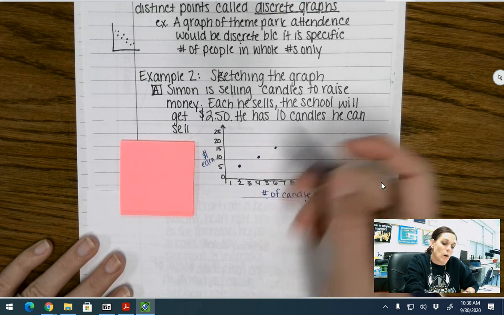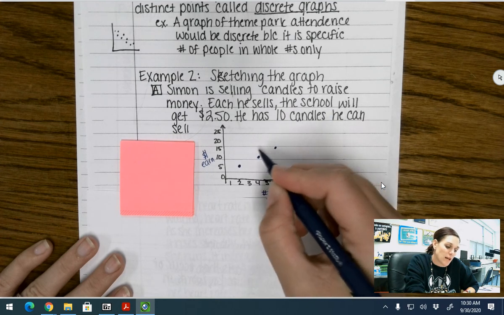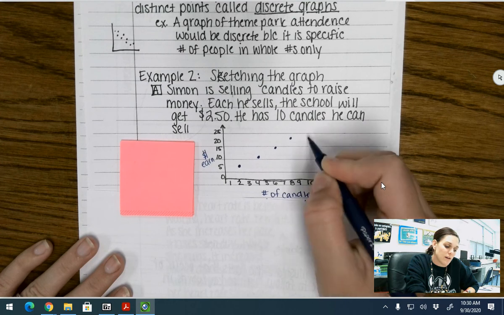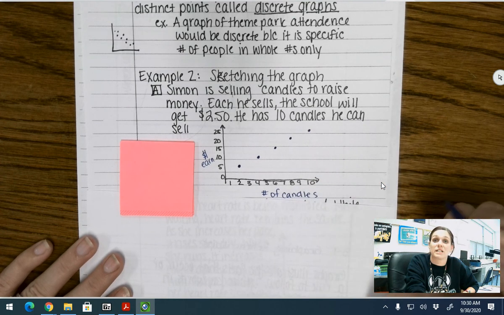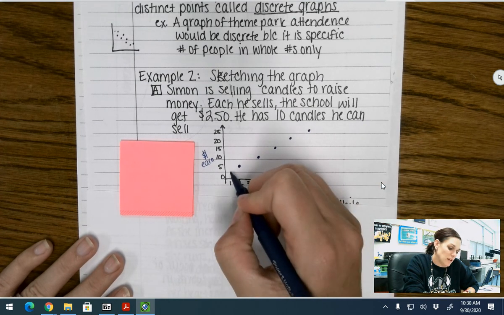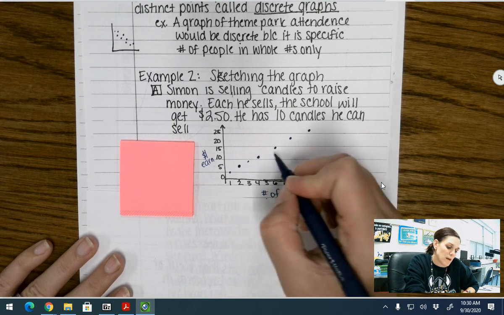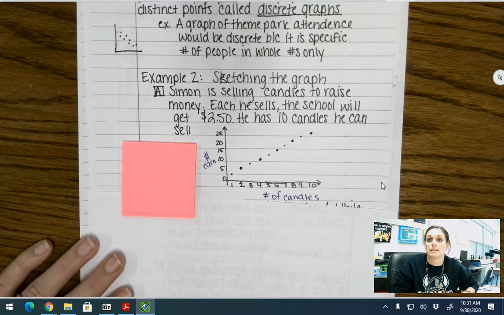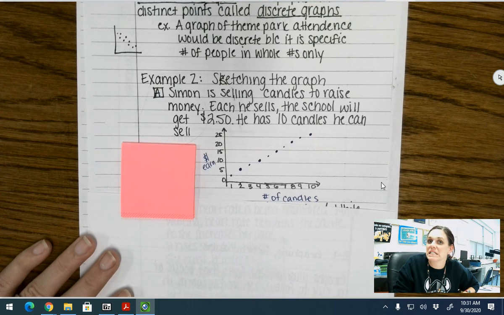Okay. Now I can fill in my in-betweenies. So again, I get $15 for 6. I get $20 for 8. And I get $25 for 10. And then I can fill in the in-betweenies here as well because it should make a straight line because it's $2.50 increments. The question is, do I connect these points?